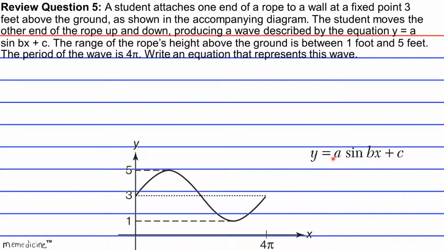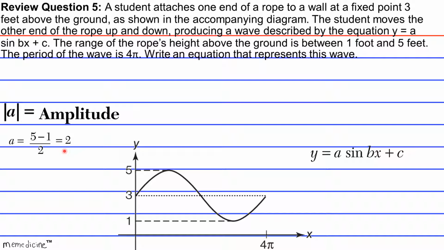So the amplitude, which is going to be the absolute value, is half the distance from the maximum to the minimum value. The minimum is 1, and the maximum is going to be 5 because we're told that here in the question stem. So when we divide this by 2, which is the same thing as multiplying it by 1/2, what we're going to get is 2, okay? So 5 minus 1 divided by 2 is going to be 4 divided by 2, or 2, okay?